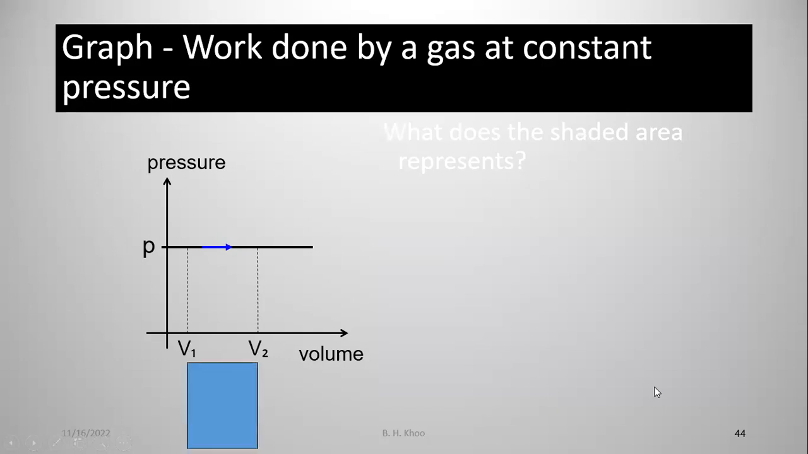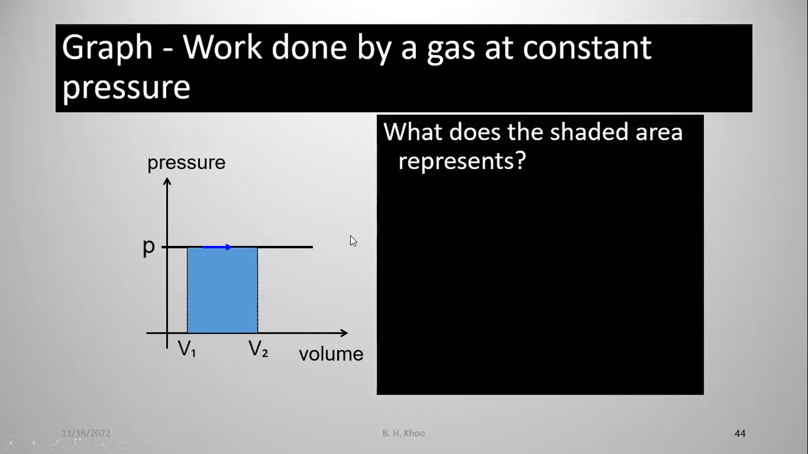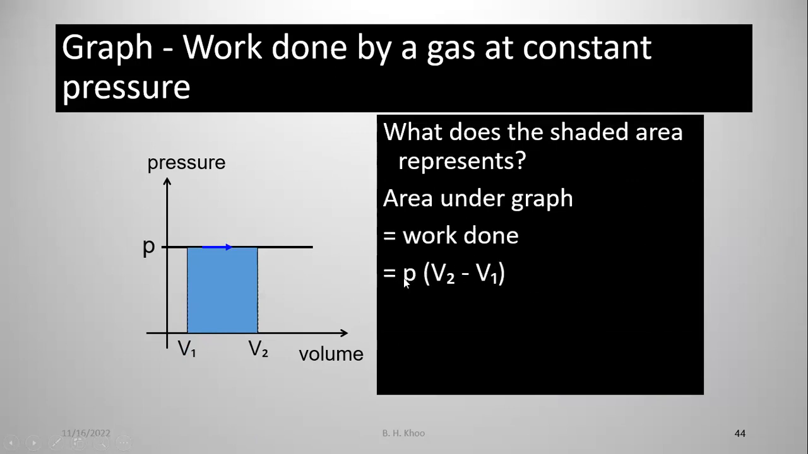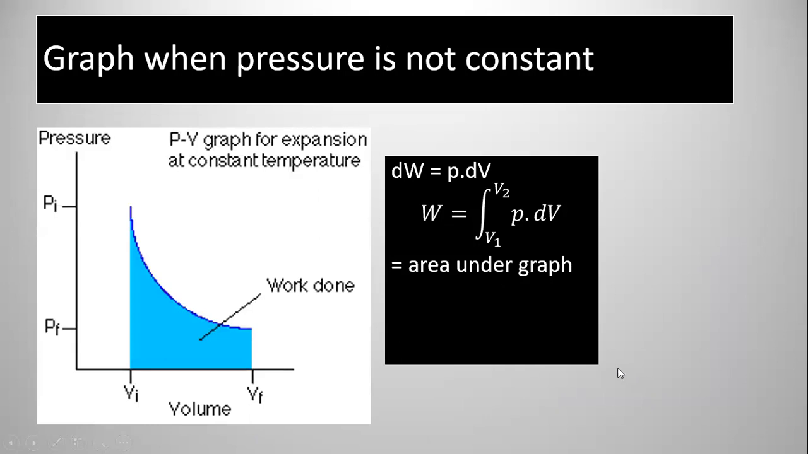If you look at the shaded area on the graph of constant pressure, it starts at V1 and moves to V2. What does the shaded area represent? Work done, P times delta V, or V2 minus V1. The arrow shows it is expanding. If it's a non-uniform pressure, then we use calculus and integrate from V1 to V2.